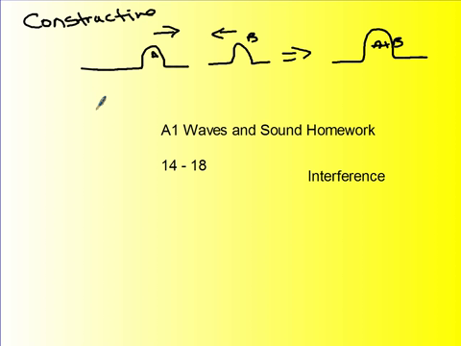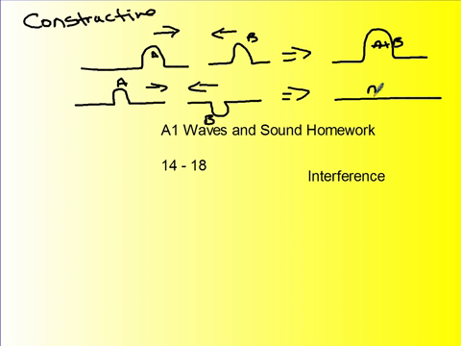Destructive interference is what happens when they're on opposite sides of the equilibrium line. And let's say A is going this way and B is going this way. Then at this point in time, if their amplitudes are the same, they cancel each other out. This is destructive.